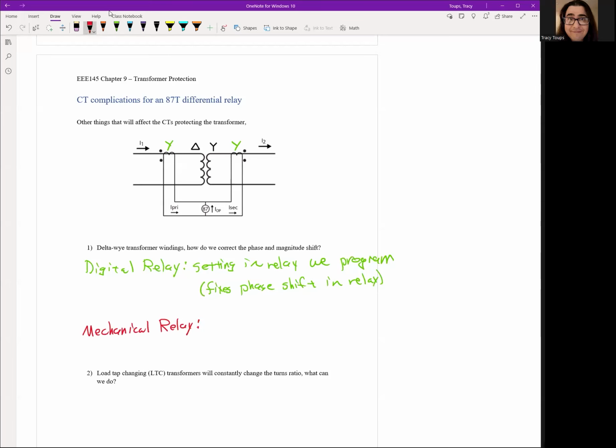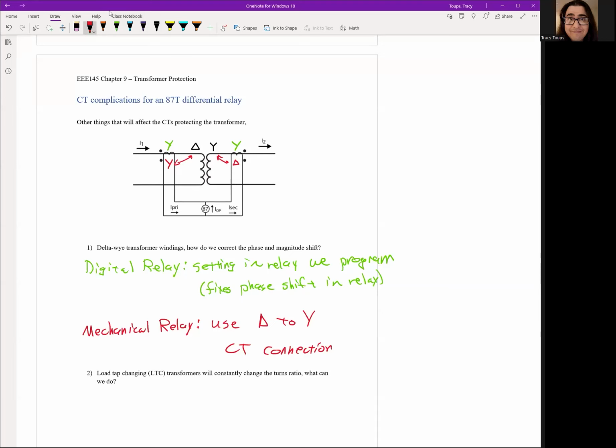Okay. Or you go out there and you see mechanical relays. The old school way is to use a delta to Y CT connection. The rule is, whatever the transformer configuration is, the CT configuration will be opposite of the transformer one. So if it was a delta connected side, you put a Y connected CT. If it was a Y connected side, you put a delta connected CT, and they would cancel out the phase shift between each one. Okay.